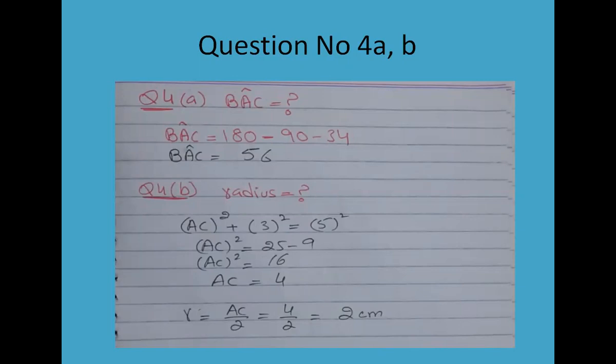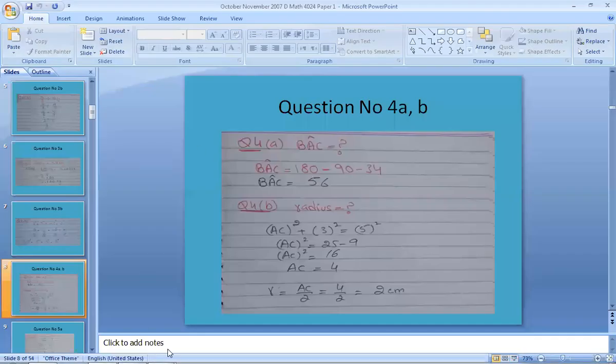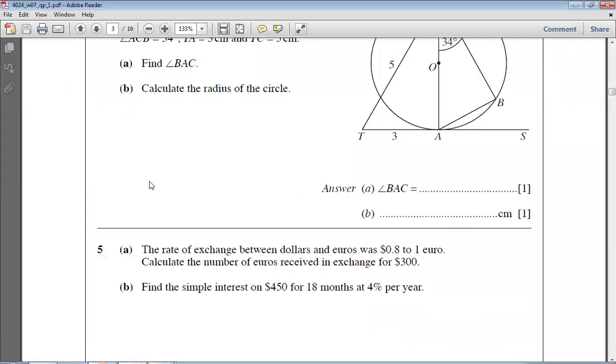So AC is the diameter, and the radius is half of the diameter. So you will have 4 by 2, and that will be 2 centimeters. So this is how you will do question number 4. Let's go to the next question.